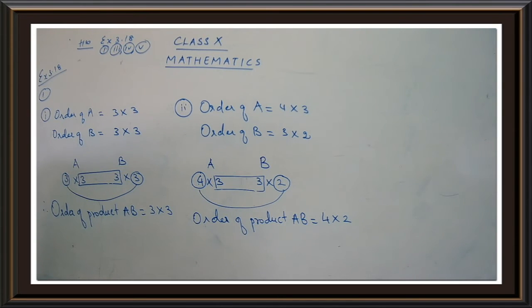If A is of order P cross Q and B is of order Q cross R, what is the order of AB and BA?